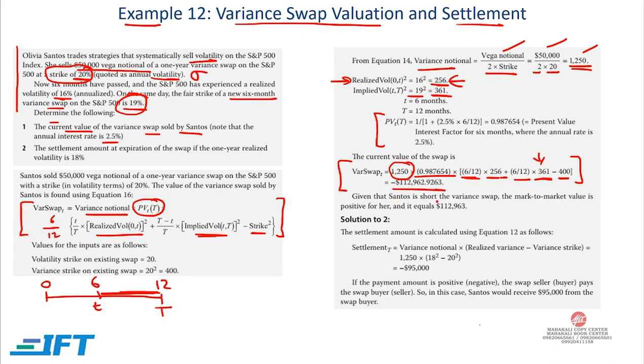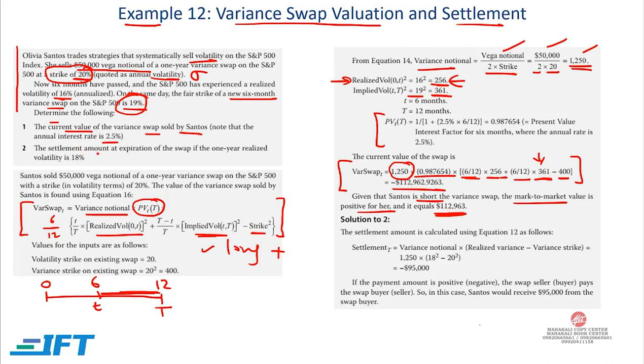Given that Santos is short the variance swap, the mark-to-market value is positive for her. So the point here is that this formula is for the long party. So if we get an answer that's positive, then that would be good for the long party and bad for the short party. But here we have a negative value. So negative for the long party would mean positive for the short party. So the short party has a benefit of this much.